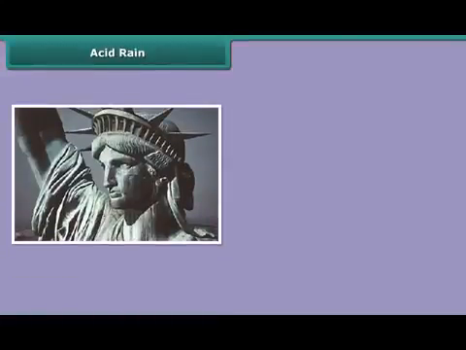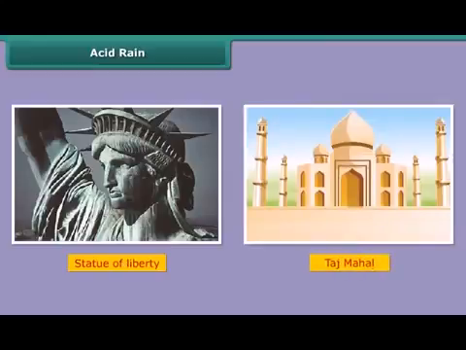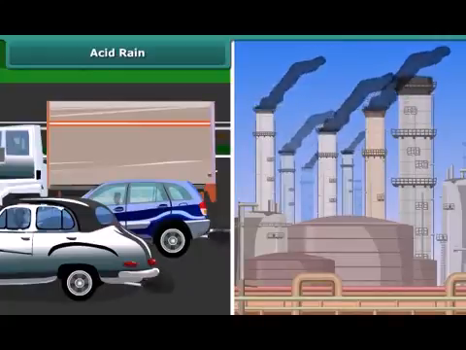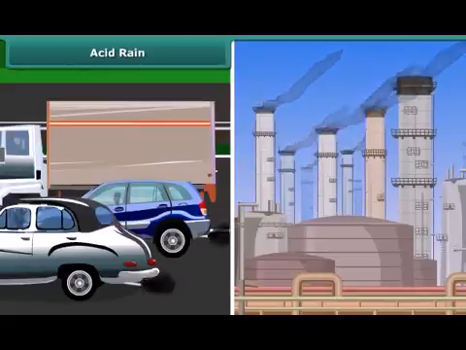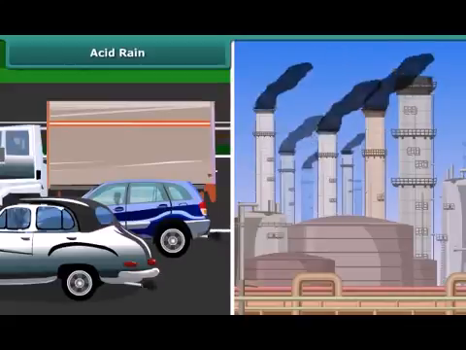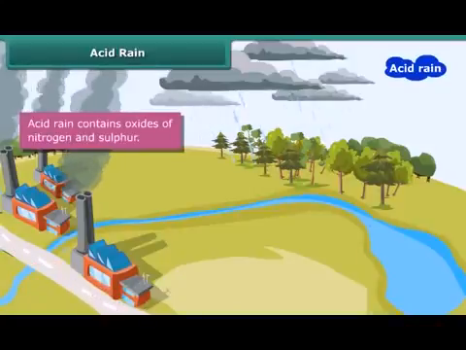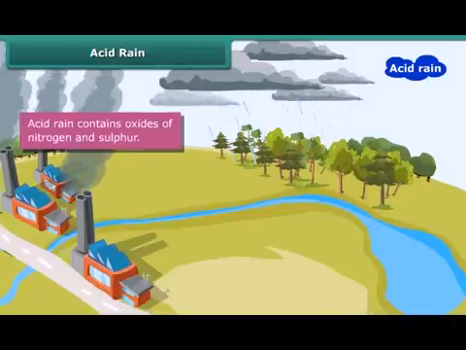These are the images of Statue of Liberty in New York and Taj Mahal in Agra. They are badly damaged due to acid rain. Do you know what causes acid rain? Industries and vehicles release toxic gases like sulfur dioxide and nitric oxide into the atmosphere. These gases react with the water vapors present in the atmosphere to form sulfuric acid and nitric acid, which fall as acid rain. What can reduce the acidic rain?